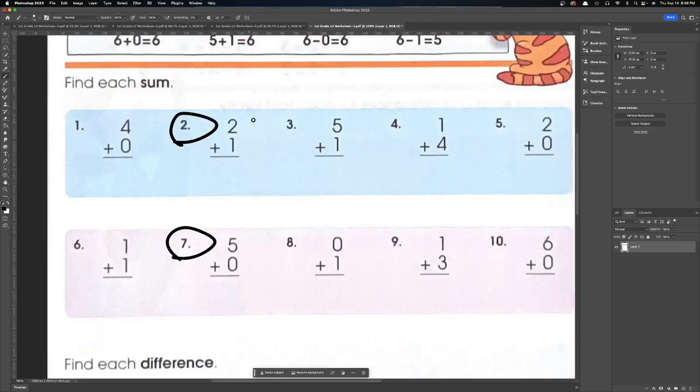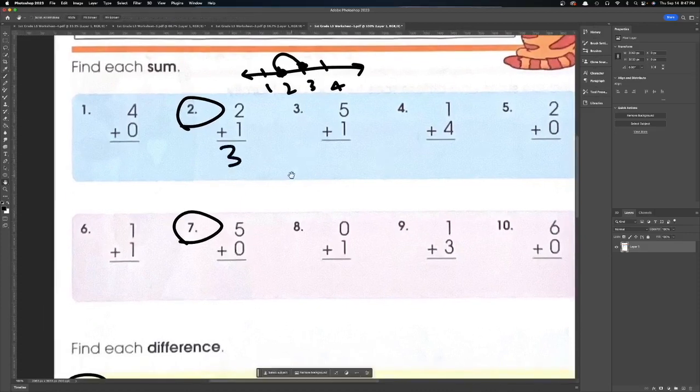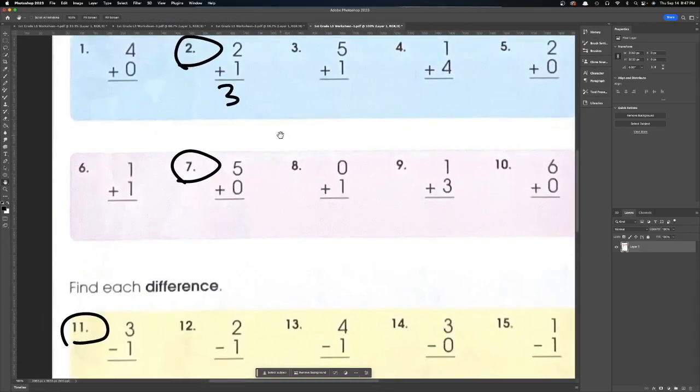So for number 2, it's 2 plus 1. If we can just make a number line to visualize things, that would be a pretty good strategy. We start at 2, and then we go to the right 1, like in the last worksheet, and we get 3. We get 5 plus 0, and we can actually just answer this without any number line, because if you just add 0, it's like taking 5 apples and then adding 0 to them, or just nothing. So it's just going to be 5 apples in the end.